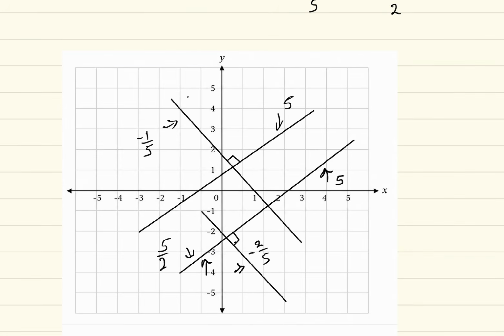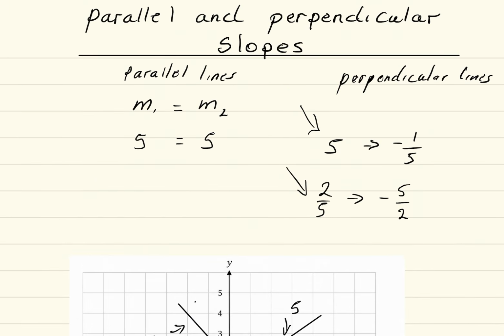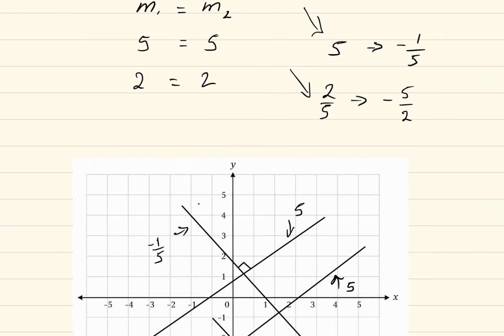So I hope you get the idea. For parallel lines, they're equal to each other. 5 is equal to 5, for instance, or 2 is equal to 2, or any number. Essentially, they're equal. And perpendicular lines are negative reciprocals. Okay, so I hope this was helpful and clear to you.